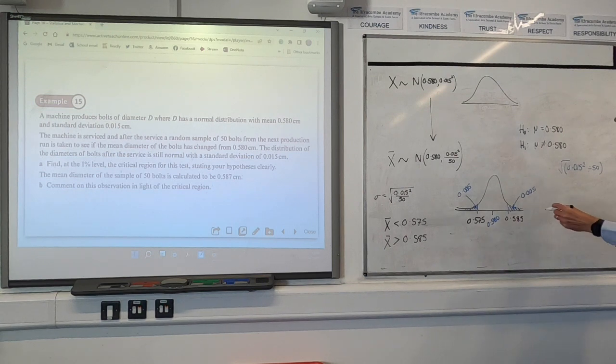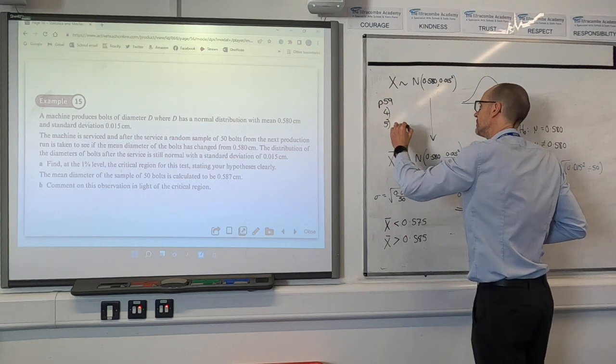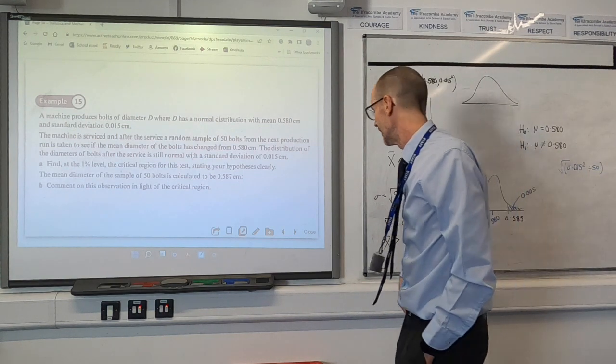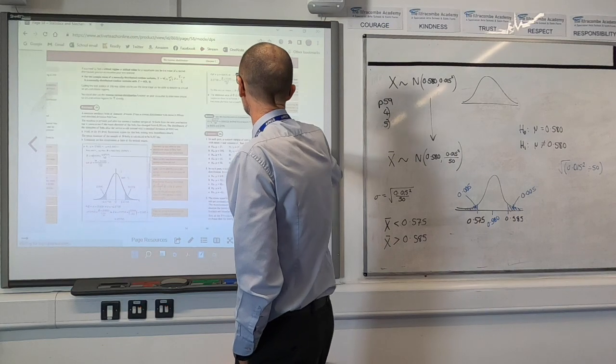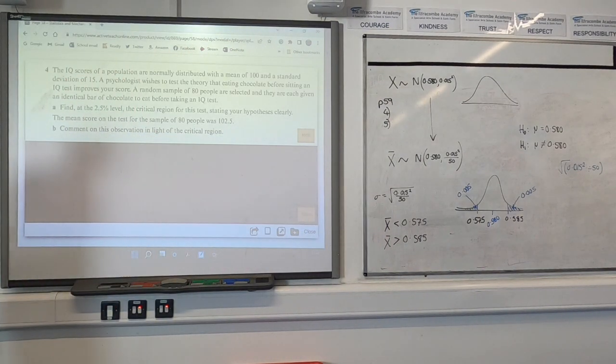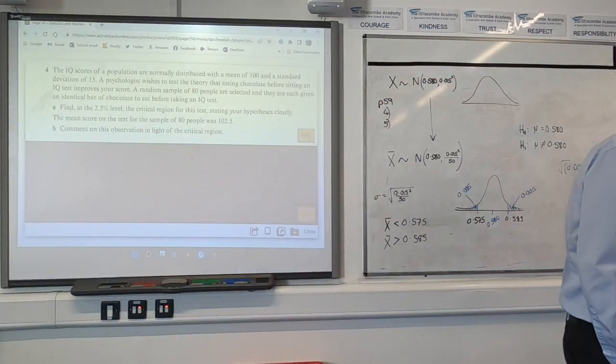Page 59, 4 and 5. Here's what we're going to do. It was quite a good example, because I gave you all the Freddo before the question, before the lesson, and a psychologist here is testing to see if eating chocolate can improve your intelligence. If only. If only I'd be a genius.